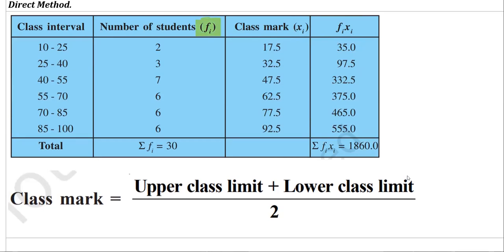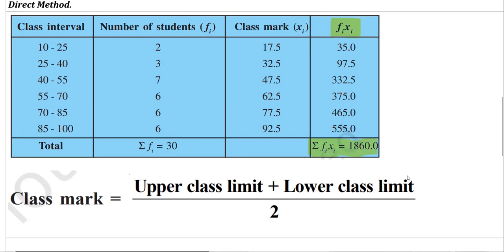Once we have calculated this, we'll be finding the summation. The sum of all these individual values together is denoted by the symbol called summation, that is sigma. Sigma is the symbol here, sigma fi. Similarly, we'll get the summation of the last column, fi xi, which is sigma fi xi.